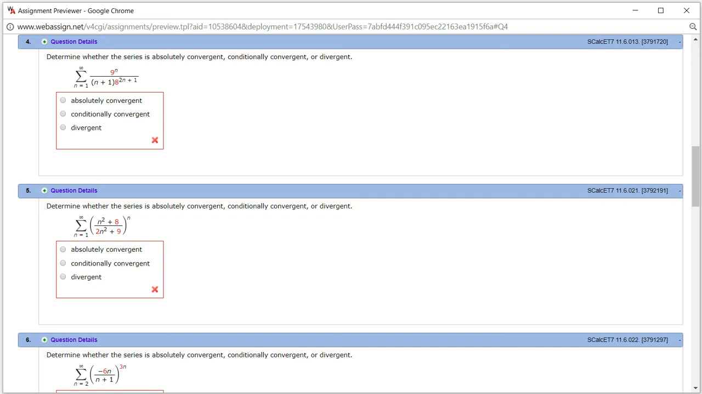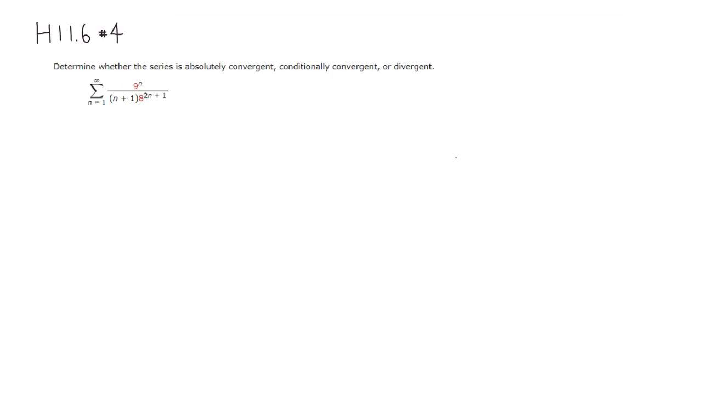All right, let's look at homework 11.6, problem number 4. Let's test the convergence of the following series. Let's try to apply a ratio test here. Remember that this is going to be our a_n. So I'm going to apply the ratio test.